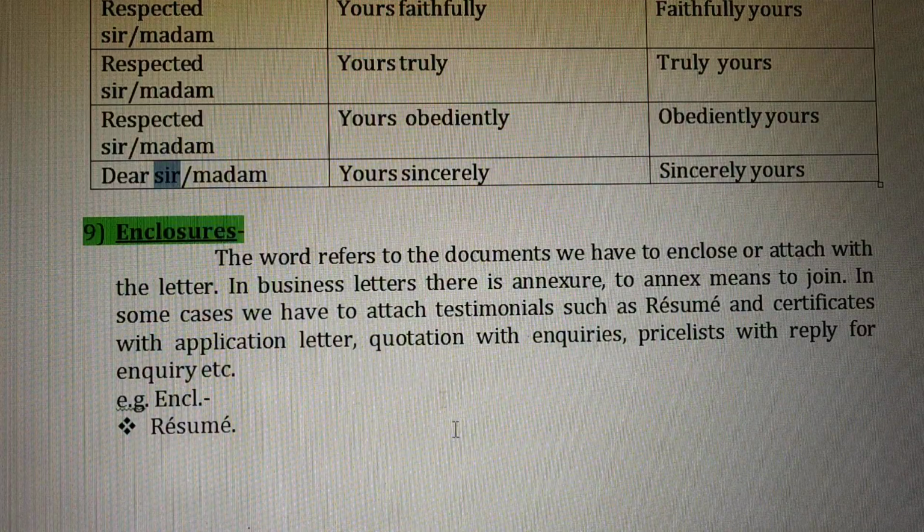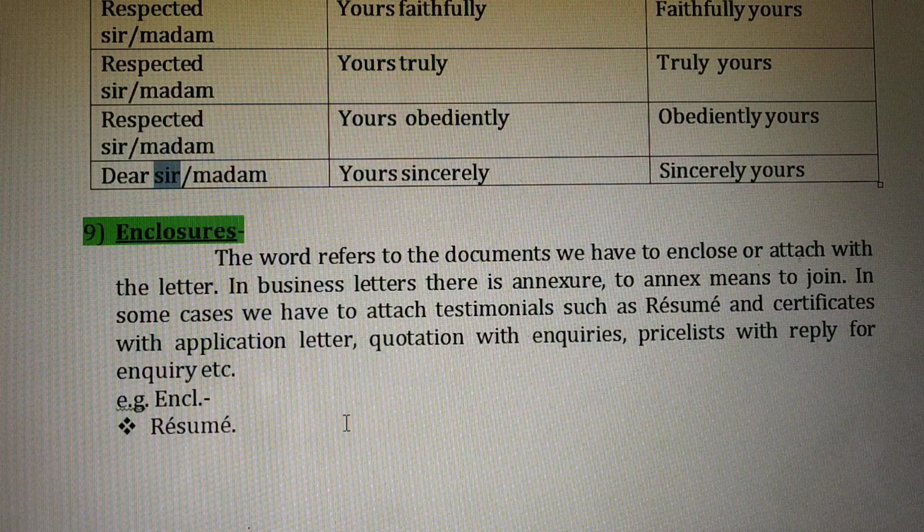And then last element is the enclosure. Enclosure means what? If you are going to write letter to a particular company, but you have a lot of material or lot of information to share, and at that time you can attach the enclosure to your letter. See, for example, if you are going to write inquiry letter, so you cannot write all the elements required for inquiry.